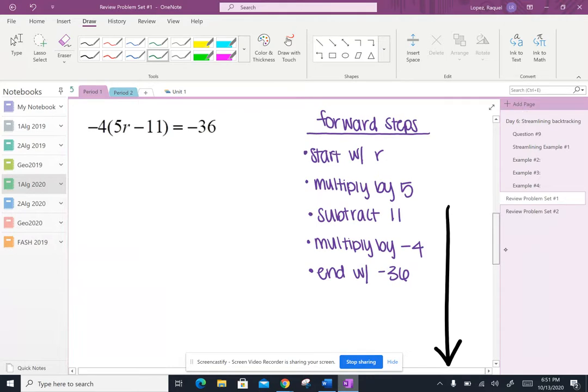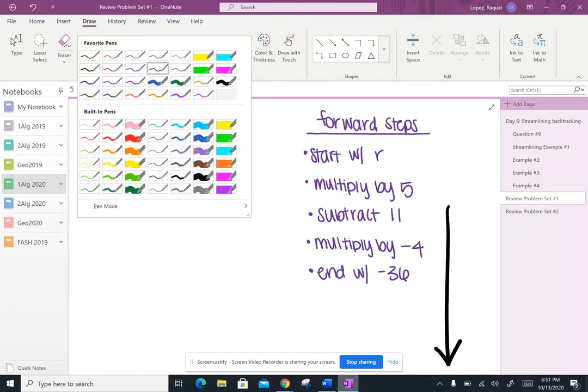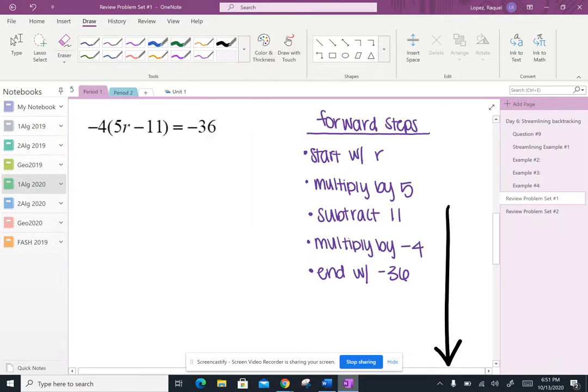Again, here are the forward steps that I should have written out. If you're still writing out the forward steps as a guide, you should continue doing that until you're comfortable with this. But remember, our ultimate goal is to get to a place where we can just jump right into our streamline work. Okay, so as always, we're going to start from the bottom and work my way up.